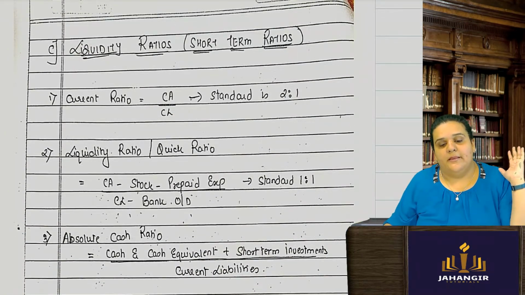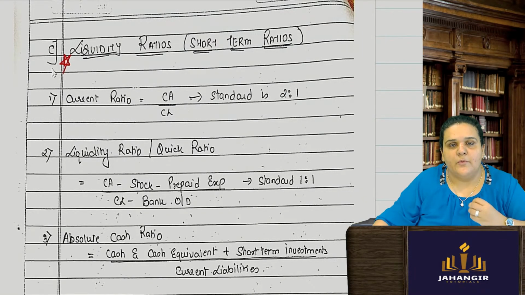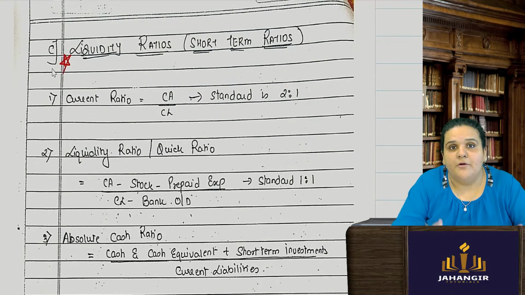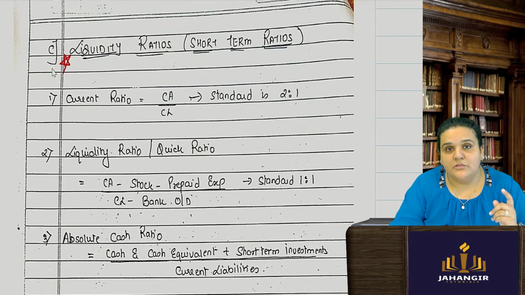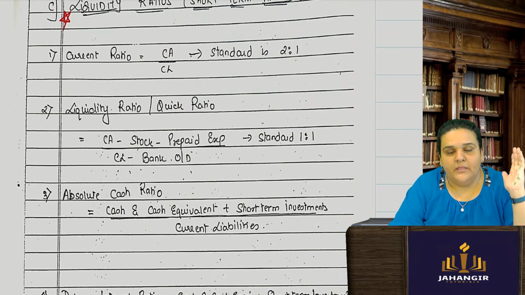Now very important again, liquidity ratios. Liquidity, short-term ratios. How liquid is the firm? How quickly can they pay their current liabilities? Are the current assets able to absorb the current liabilities, the amount which we receive from the assets? Okay, so these are known as liquidity ratios. So first important, current ratio. Current assets upon current liabilities, the standard is 2:1. That means current assets should be 2 and liability should be 1. Then you are standing at a standard.